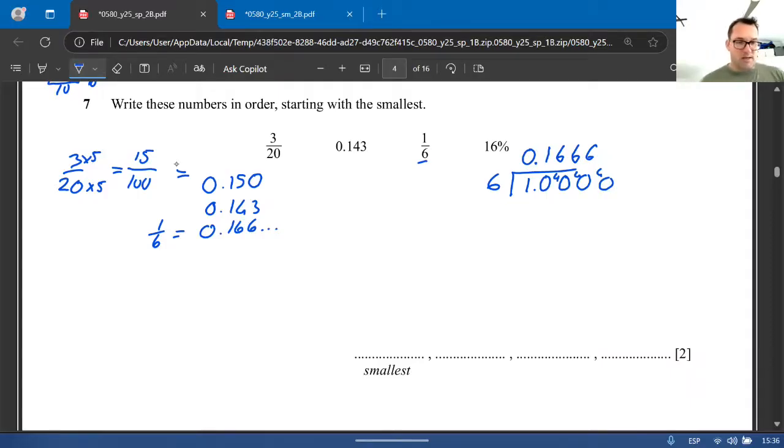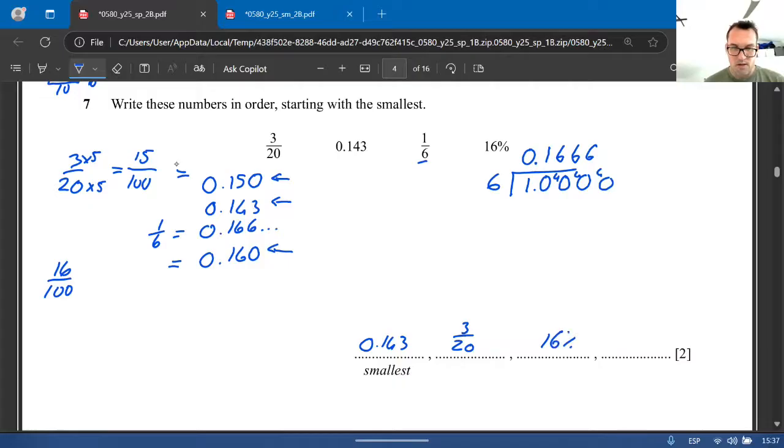What's left? 16%. That one's easy. Percent means out of 100. So the same as 15 over 100 is 0.15, 16% will be 0.16. Again, we can put a 0 there so we can compare it with the other numbers. Now it's a lot easier. The smallest you can see is 0.143. Second smallest, the first one there, 150, or 3/20. Then 160, or 16%.